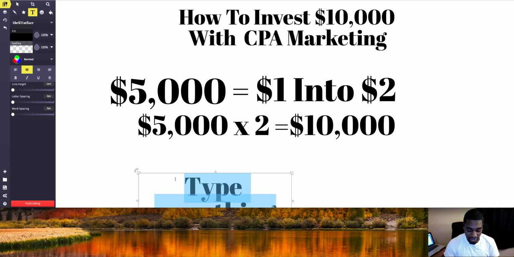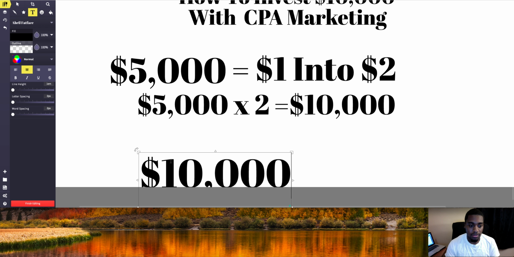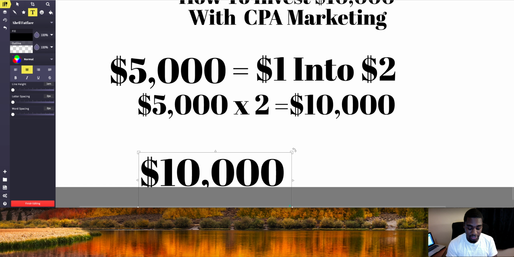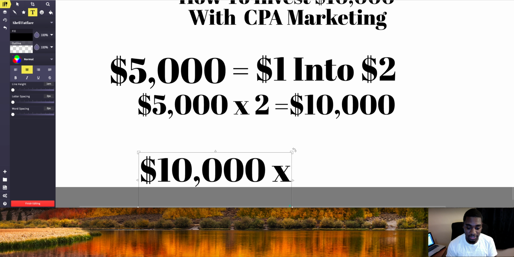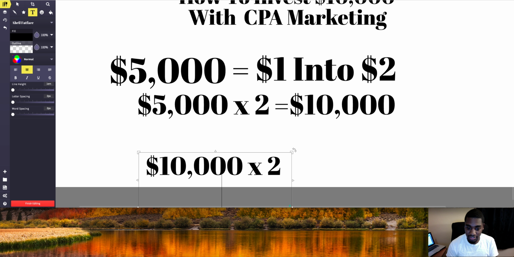But all right, so now we got $10,000 again. Let's move this. All right, so we got our $10,000, and now since the campaign's doing 2x, right, we're going to do times 2. Then that's when we're going to get our $20,000, right?